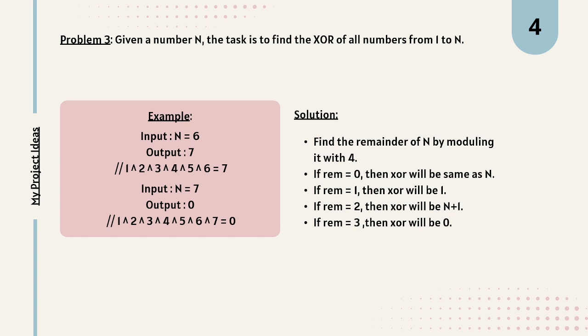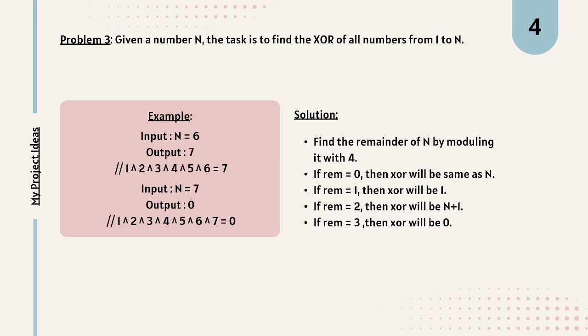Simple. Problem 3. You are given a number n. You have to find the XOR of all numbers from 1 to n. What's XOR? It's exclusive OR. Let's have a look at the example. n is equal to 6, so your output will be 7. Why? Because 1 XOR 2 XOR 3 XOR 4 XOR 5 XOR 6 will give you 7. If your input is 7, your output will be 0. How do you do it? What's the solution? How do you find out?